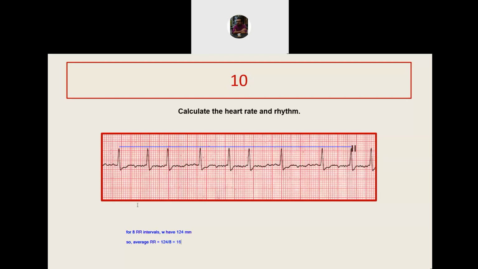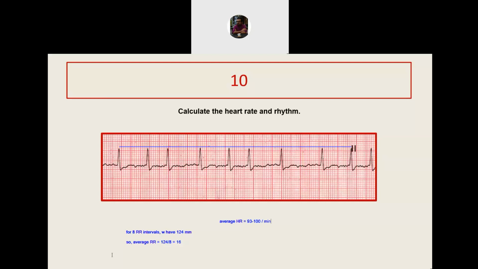So no, you don't count the number of R waves. You count the number of intervals. Each interval is a cardiac cycle. So if you divide 1500 by 16, by 15 it will be 100, and if you divide by 16 it comes to around 93. So that means the average heart rate, it is not the actual heart rate, the average heart rate is about 93 or 100 per minute.